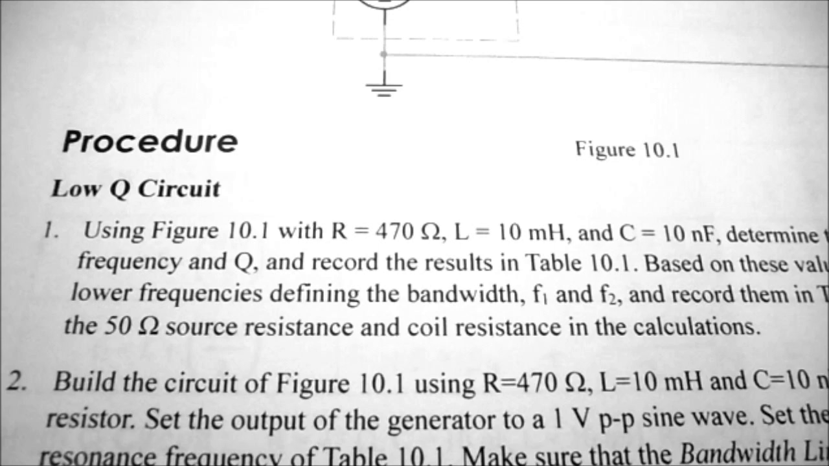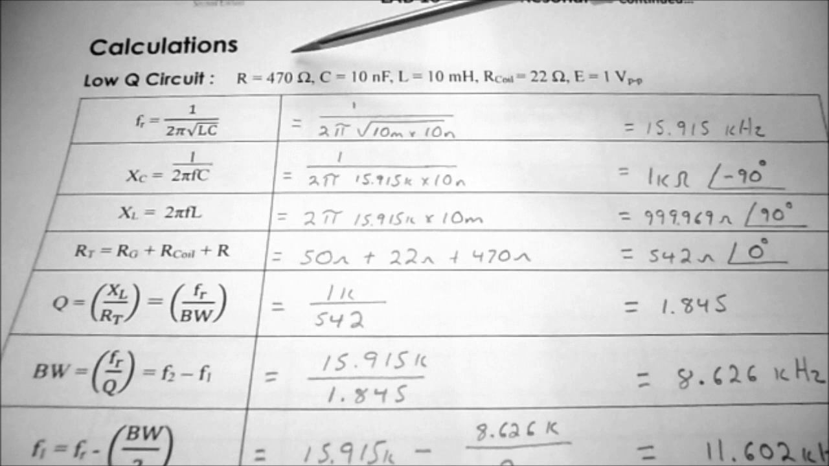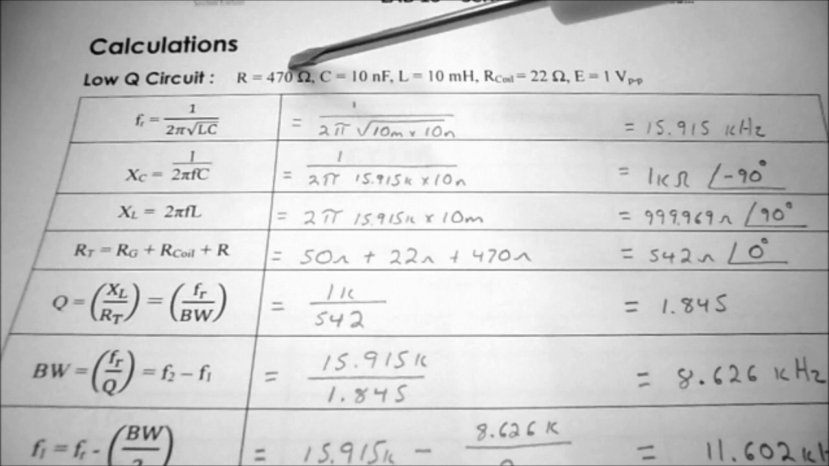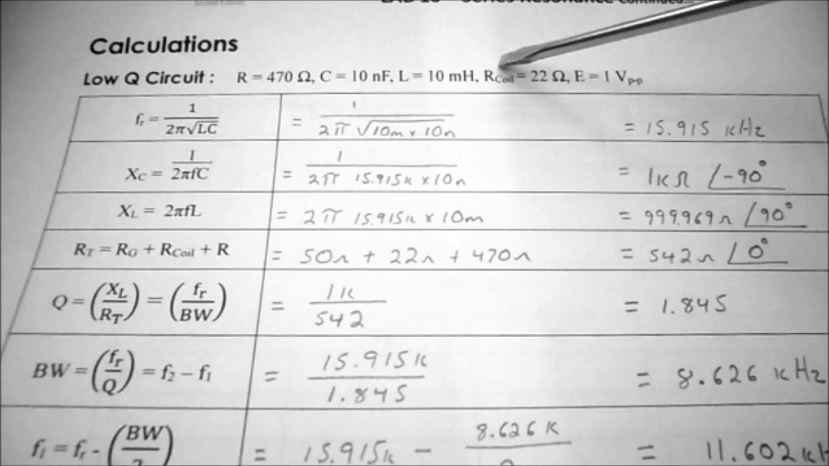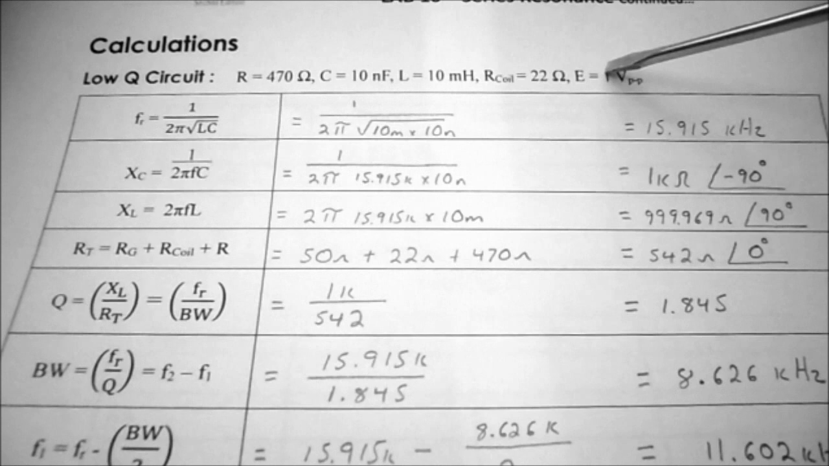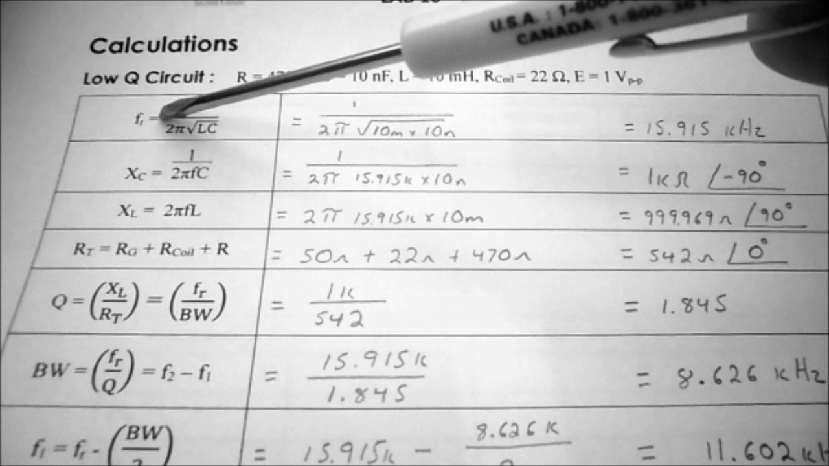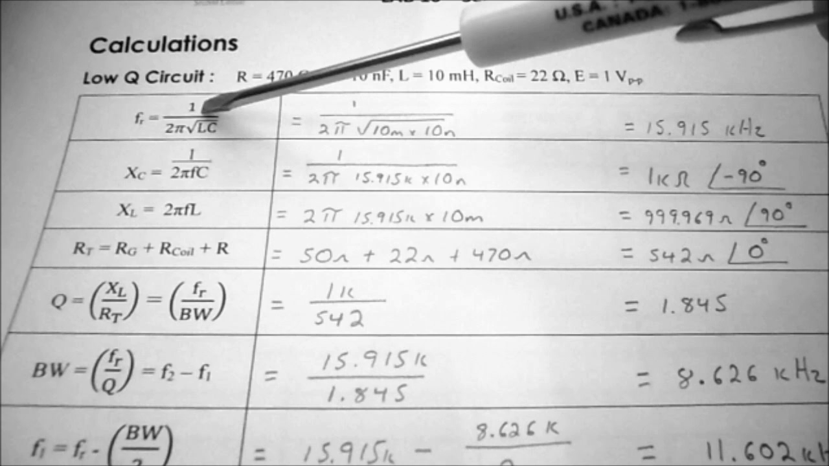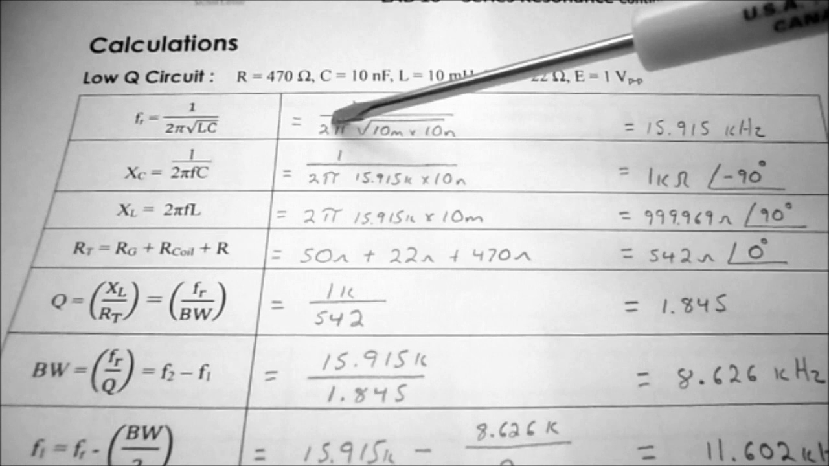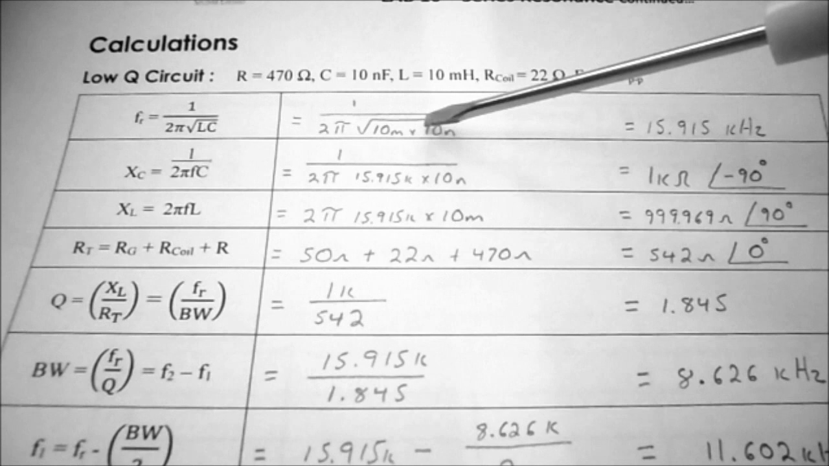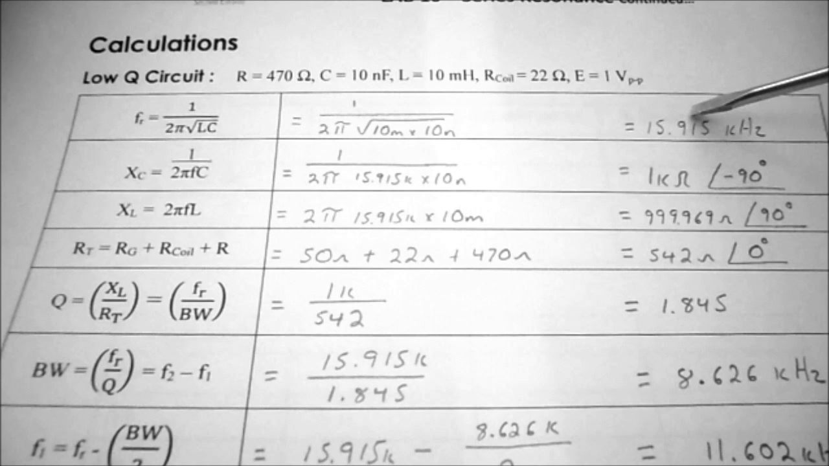So I've put together a calculation page for you. The first section is for the low Q circuit, where R is 470 ohms, C is 10 nanofarads, L is 10 millihenries. We'll assume everybody's R coil is going to be 22 ohms, and the applied voltage is going to be 1 volt peak to peak. So the first thing we need to know is the resonant frequency, and that's equal to 1 over 2 pi square root of LC. So that's 1 over 2 pi square root of 10 millihenries times 10 nanofarads. So our resonant frequency is going to be 15.915 kilohertz.